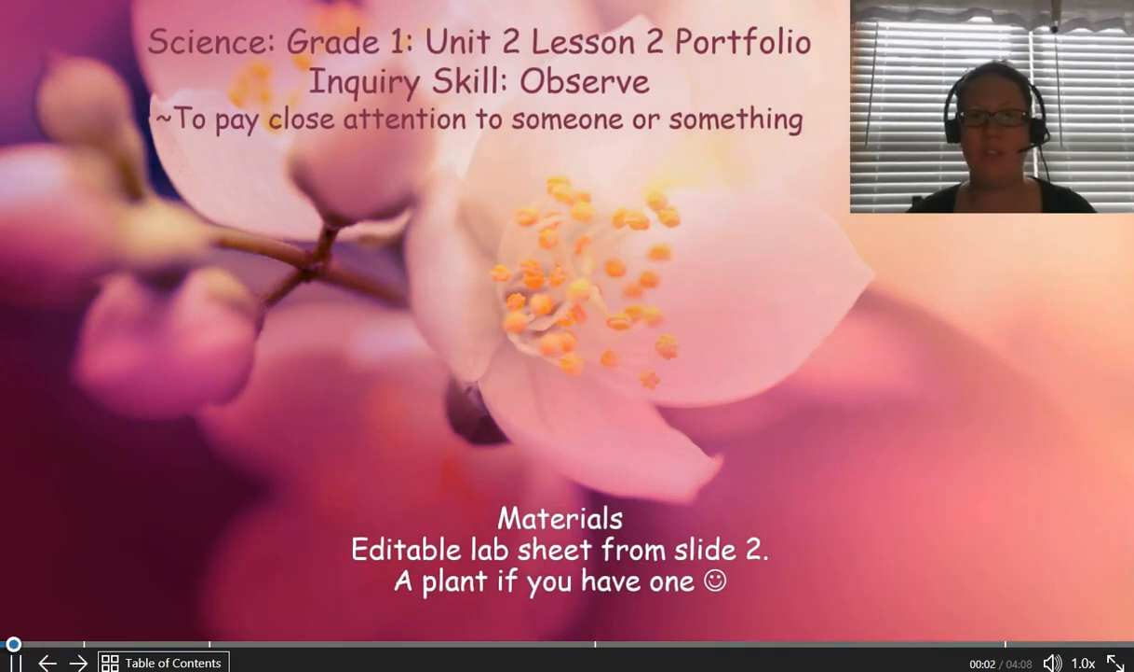Hi, Grade 1. This is Unit 2, Lesson 2, Portfolio. Your inquiry skill is to observe, and that means you pay close attention to someone or something, and we are going to be using our 5 senses to do that today with a plant.